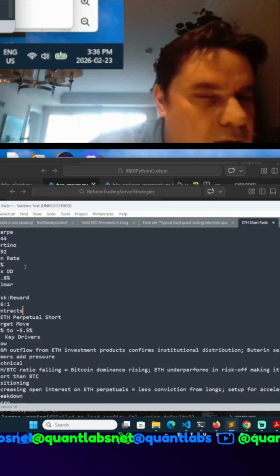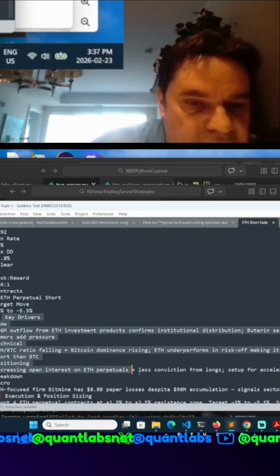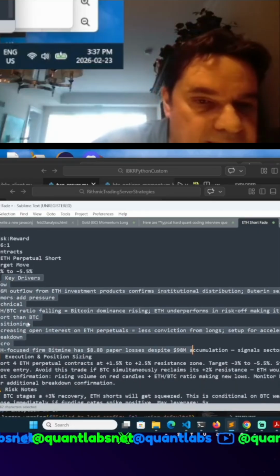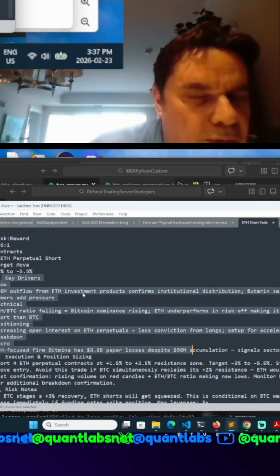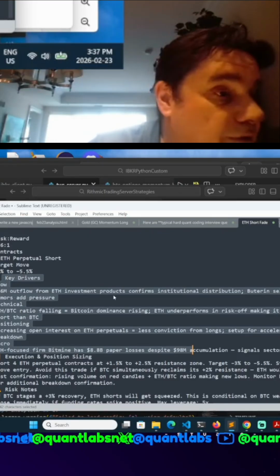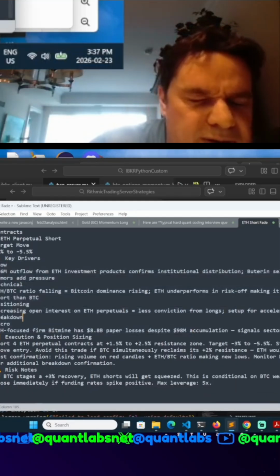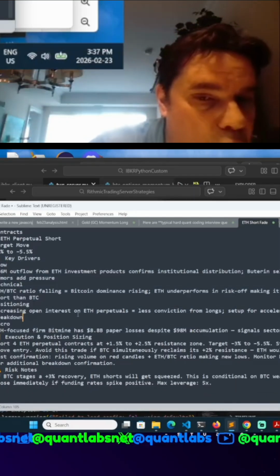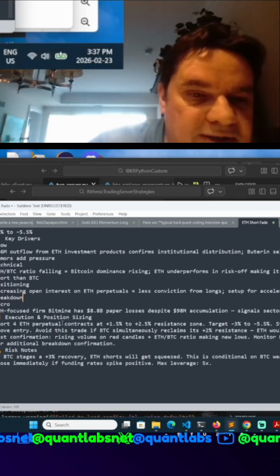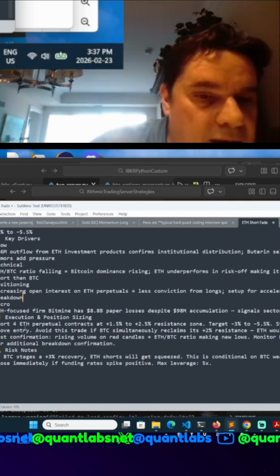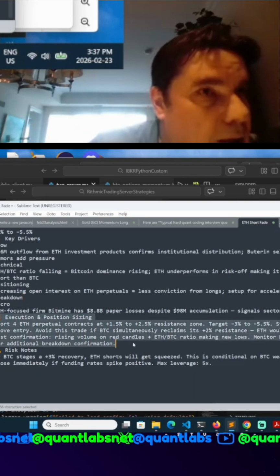If you just go through the highlights of the strategy here, you can see the Sharpe ratio is 2.44, win ratio is 63%. We have some key drivers behind it, as I said: BTC ratio falling, a $36 million outflow from Ethereum investment products. So that's going to have a market impact, and that just happened in the last 24 hours. We have our positioning. What it's saying is decrease open interest on Ethereum perpetual, less conviction from longs, set up for accelerated breakdown, and so on. And here's what it's going to actually build, the trading logic and rules.